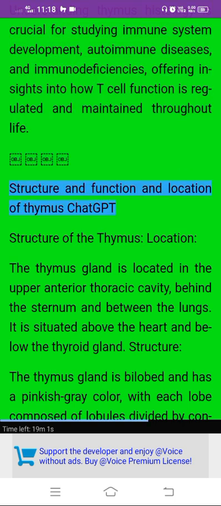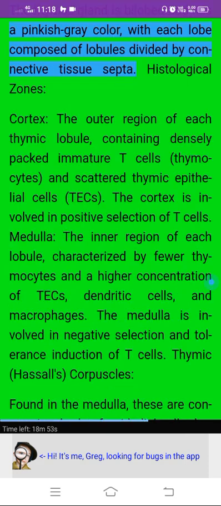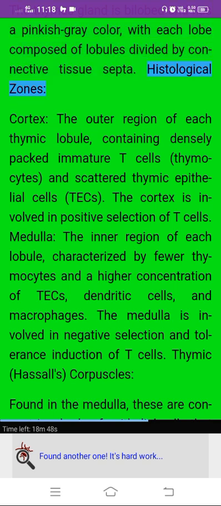Structure, function and location of the thymus. Structure of the thymus, location. The thymus gland is located in the upper anterior thoracic cavity, behind the sternum and between the lungs. It is situated above the heart and below the thyroid gland. Structure. The thymus gland is bilobed and has a pinkish gray color, with each lobe composed of lobules divided by connective tissue septa.